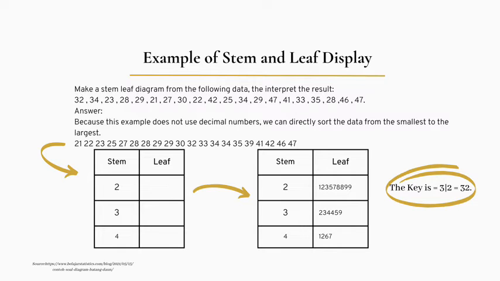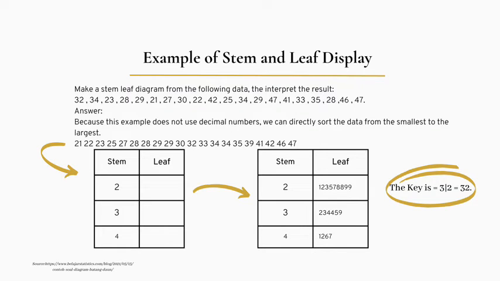The next step is stem and leaves. Stem is on the left and the leaves are on the right. So we're going to put the leaves on the right of the table. For stem 2, the leaves are 1, 2, 3, 4, 5, 7, 8, 8, 9, 9. Stem 3, the leaves are 2, 3, 4, 4, 5, 9. And stem 4, the leaves are 1, 2, 6, and 7. And the key of this diagram is 3 | 2 equals 32.